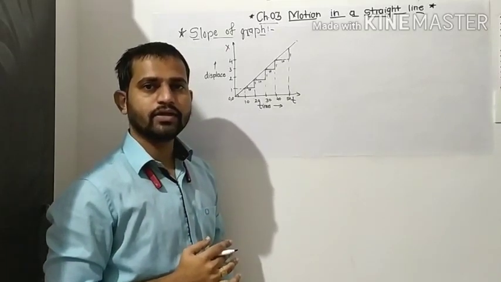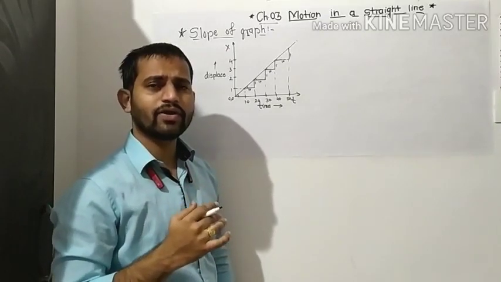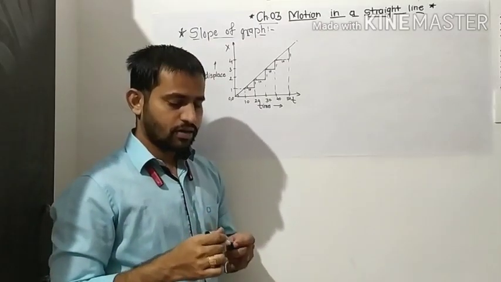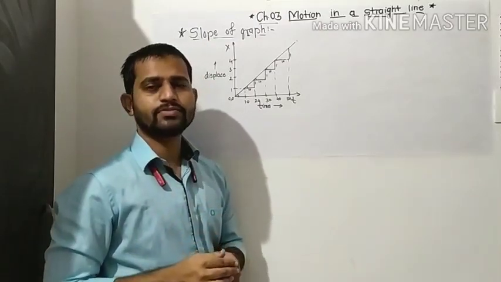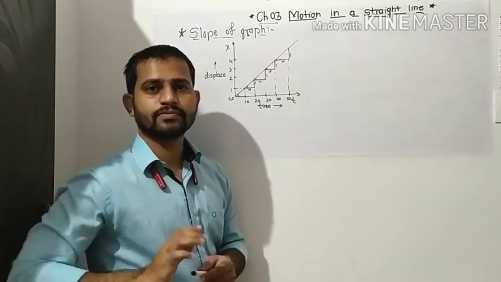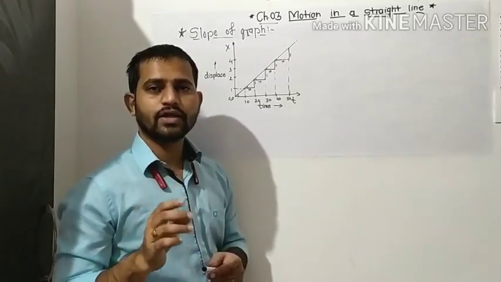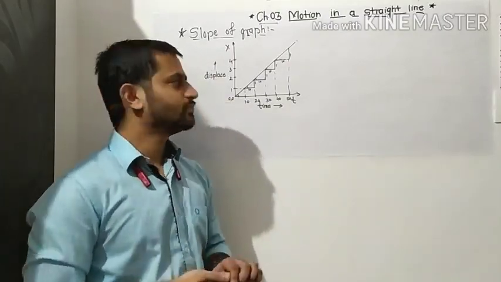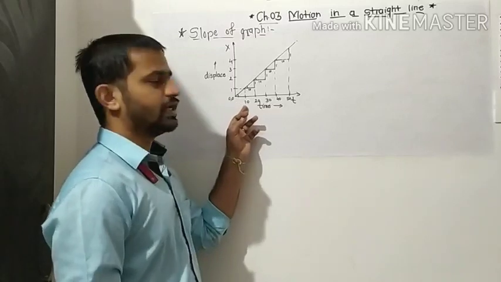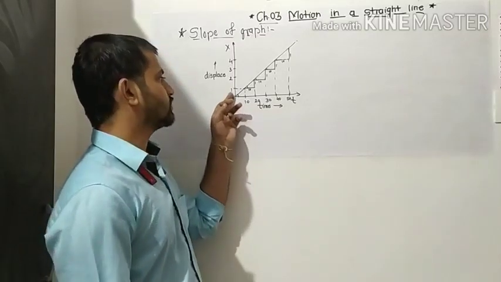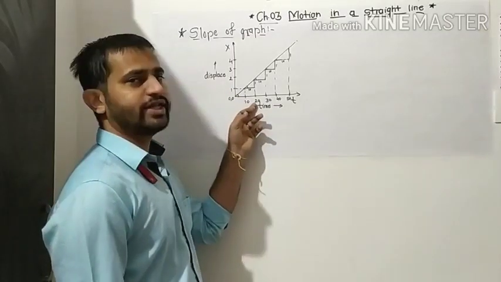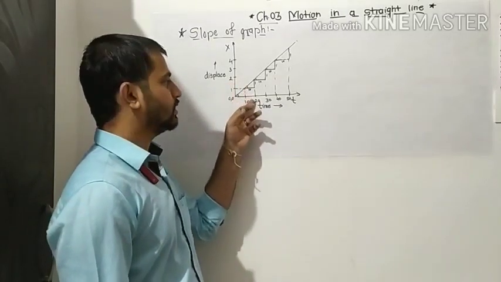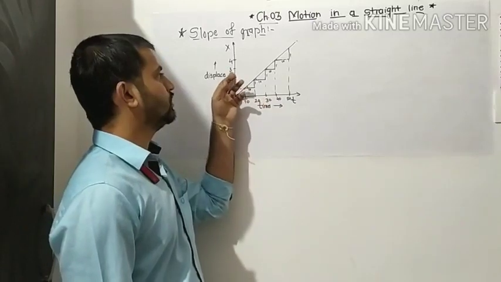When the slope at each and every coordinate is the same, then in that case we can say that the body is moving with uniform velocity, because in 10 seconds it covers 1 meter, in 20 seconds again it covers 1 meter and goes to 2 meters, and in 30 seconds it goes to 3 meters.